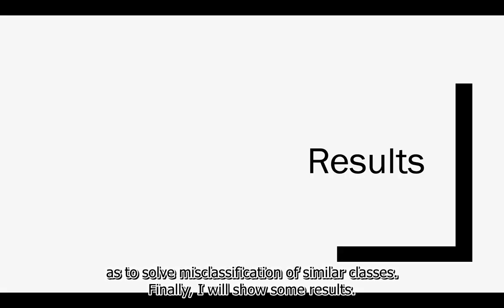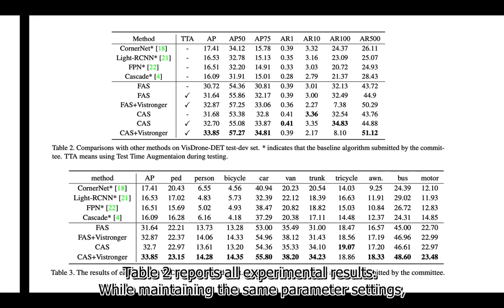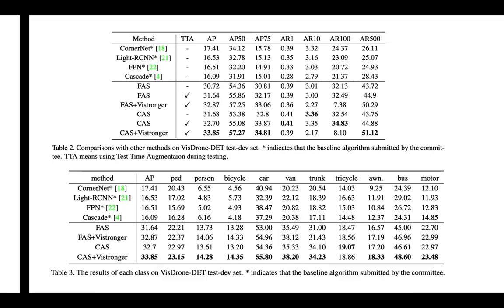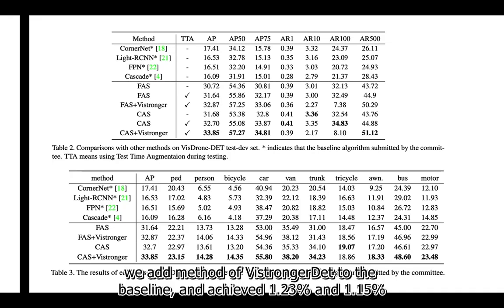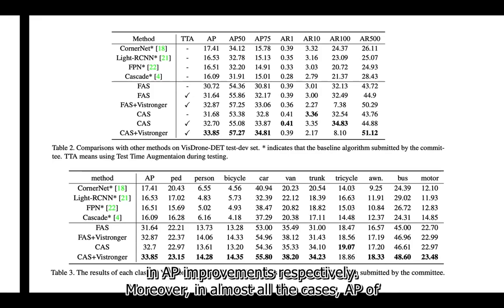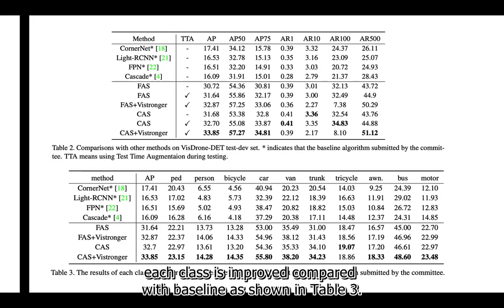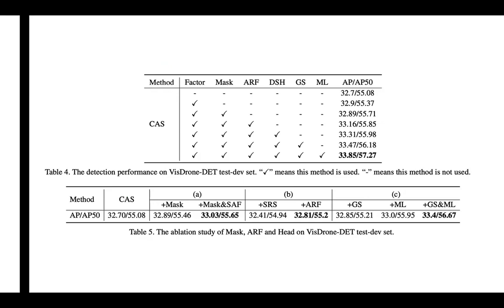Finally, I will show some results. Table 2 reports all experimental results while maintaining the same parameter settings. We added the method of VistrongerDet to the baseline and achieved a 1.23% and a 1.15% in AP improvements respectively. Moreover, in almost all cases, AP of each class is improved compared with baseline as shown in Table 3.